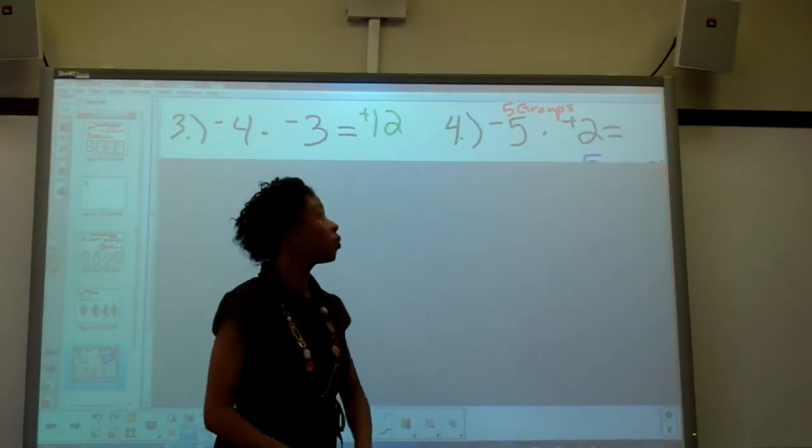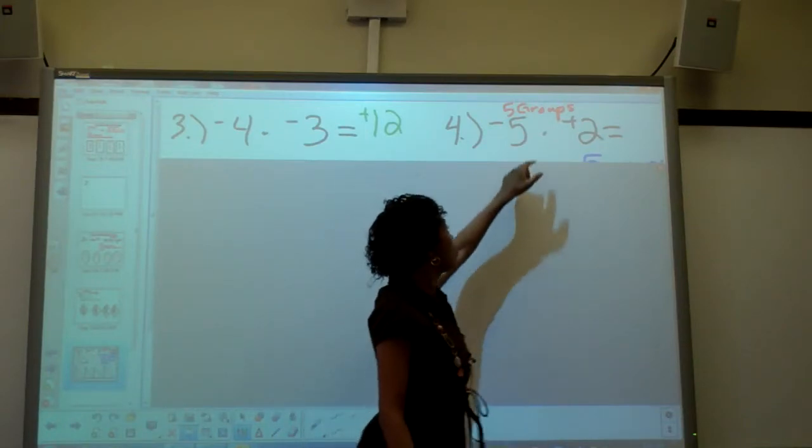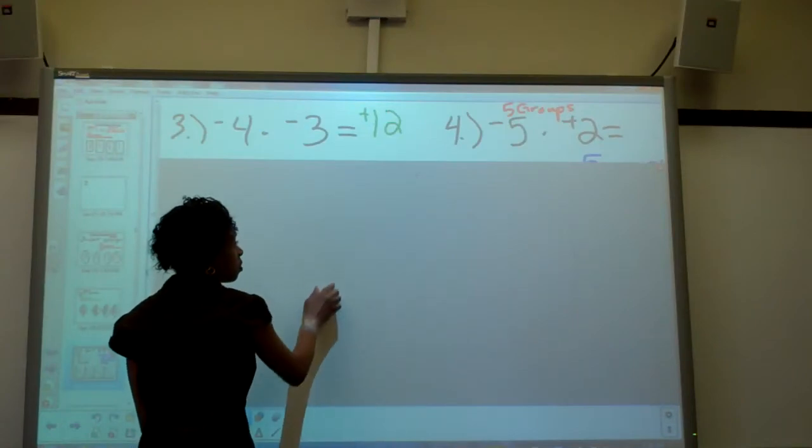5 groups. And what are we going to do? There's a negative there. That means we're going to lose something in the 5 groups. We're going to lose 2 positive items in each of the groups. So this is what it looks like.